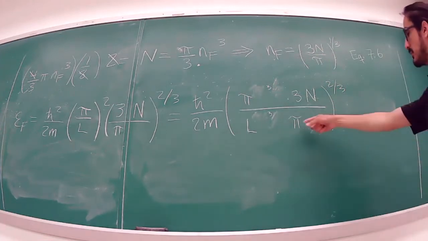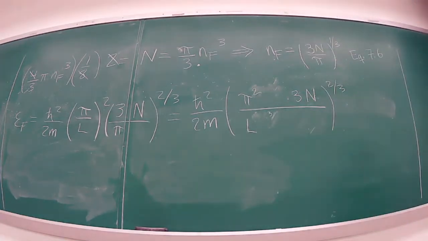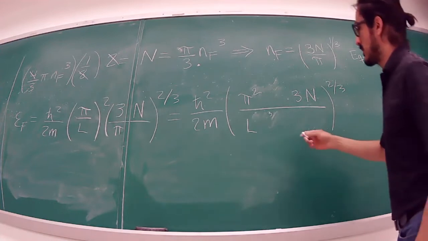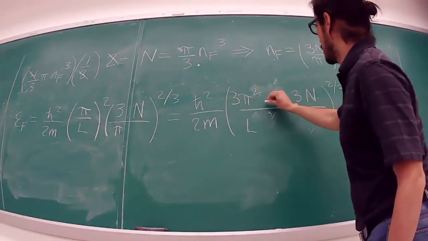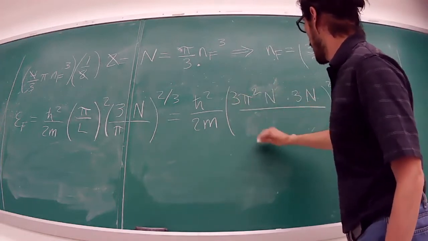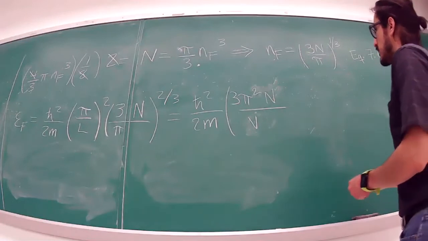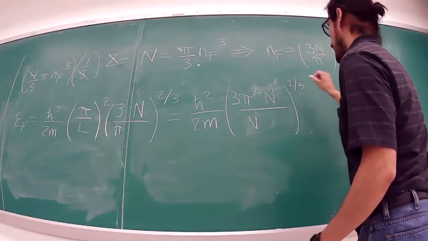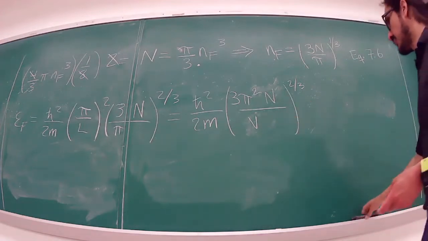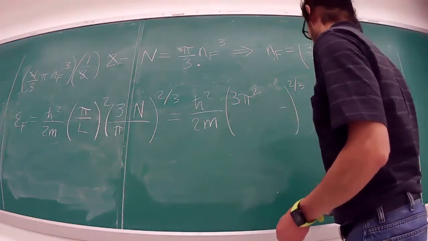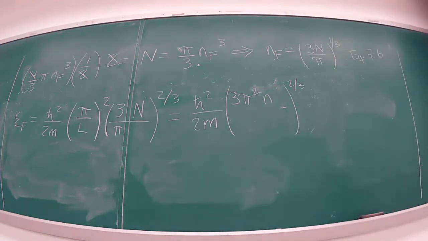I cubed, and we have a pi down here. So we can just do pi squared, get rid of this one. And so this is, I guess I'm going to put it up here: 3 pi squared n divided by the volume, to the 2/3. And n divided by the volume is the concentration. So don't get confused with the nF. This is the concentration, n. Pretty cool, no?